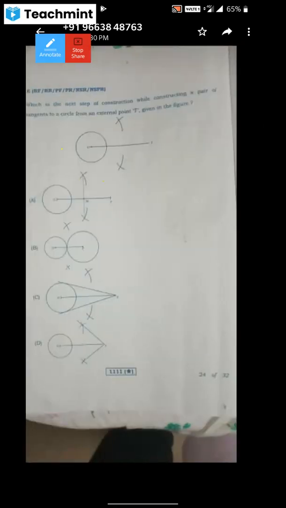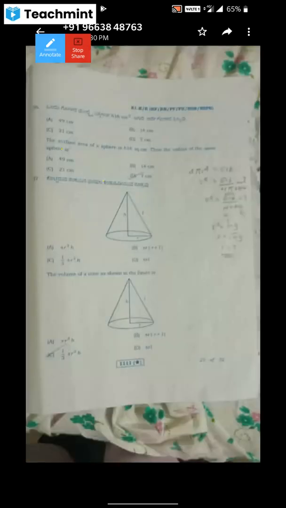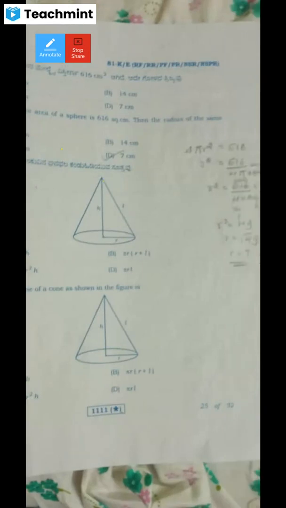The 35th we completed. So the 36th question: the surface area of a sphere is 616 square centimeter, then the radius of the same sphere is? So the surface area of a sphere is given by what?